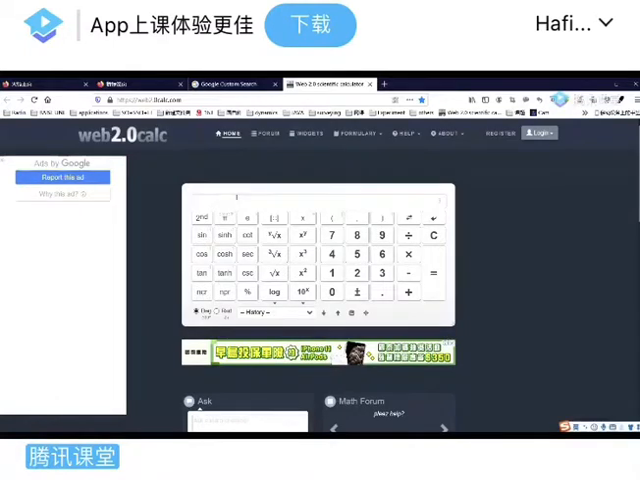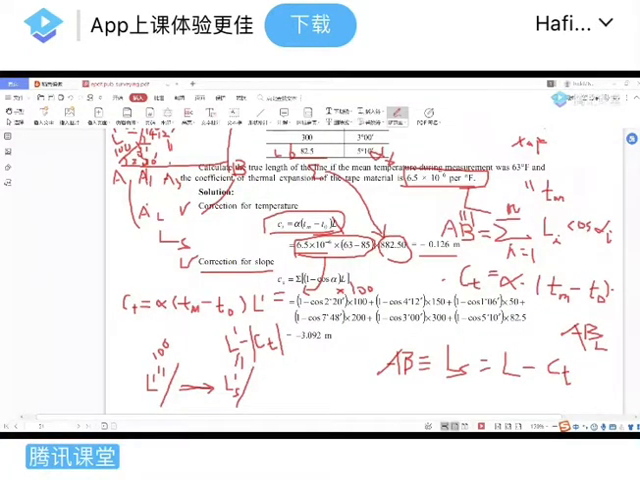Okay, so now 6.5 times 10 to the power of minus 6, then times what? Then times, let me check, 100 or something. Then times 6.5, then times 63 minus.